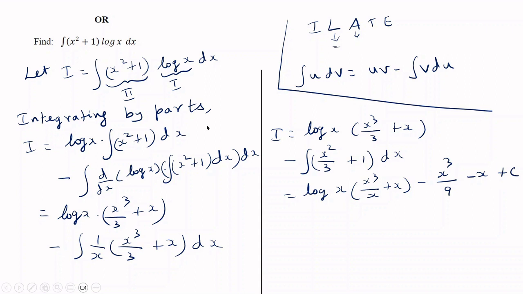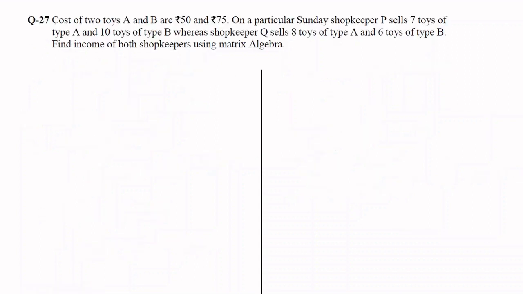So here integrating by parts and writing this step carries 2 marks. The remaining steps and the final answer carry 1 mark. A total of 3 marks for this question. Moving on to the next question.